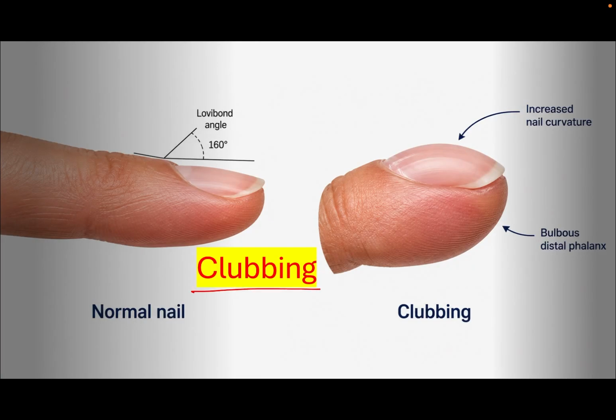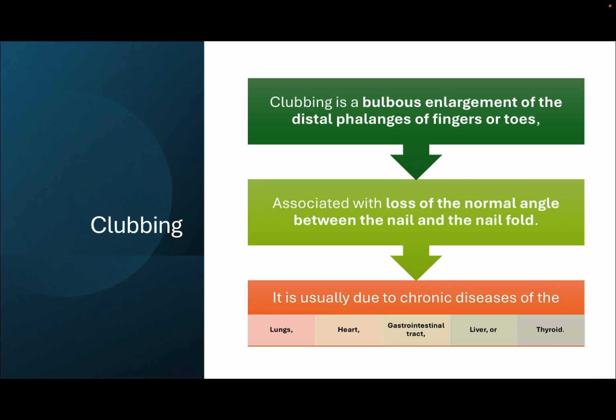Today we will discuss clubbing in the 5-mark short note series. So what is clubbing? Clubbing is a bulbous enlargement of the distal phalanges of fingers or toes. It is usually associated with loss of the normal angle between the nail and nail fold. It is usually due to chronic diseases of the lungs, heart, gastrointestinal tract, liver or thyroid.